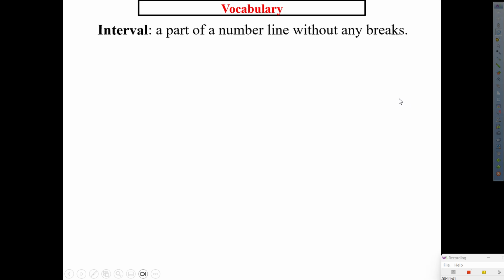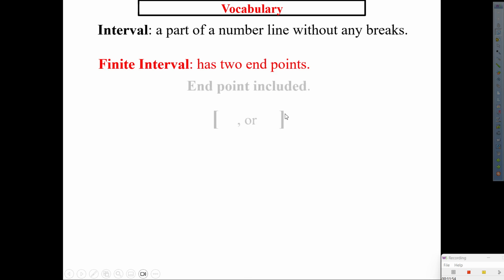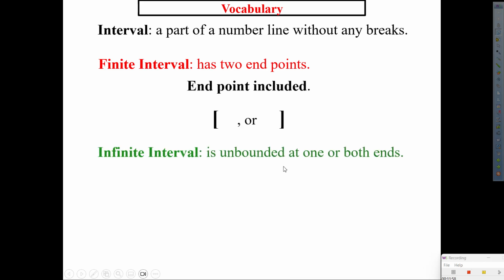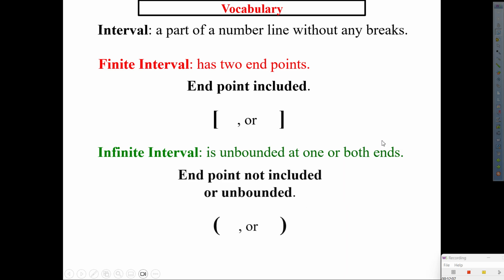Vocabulary, we talked about interval. It's a part of a line without any breaks. That means a chunk of a line. We talked about finite interval. That's when the 2 points have ends, and we use brackets for that. Infinite interval is when we have sides with no ends, or we have infinity, or it's an open end, and we use parentheses for that.